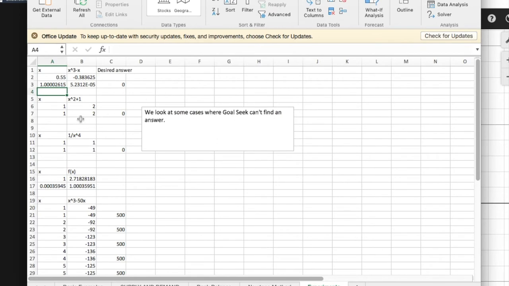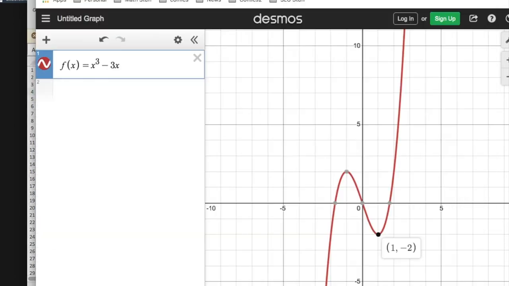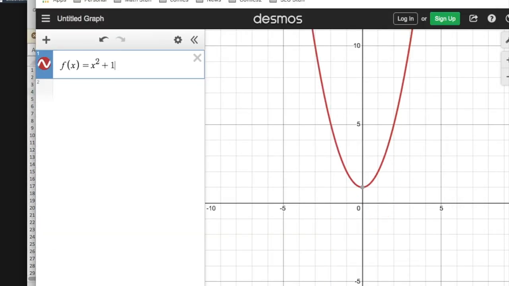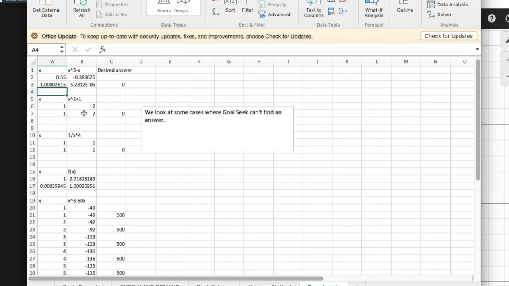The second problem that can go wrong is what happens if we ask goal seek to answer a question that doesn't have an answer. And so what I'm going to set up is I'm looking at x squared plus 1, and I want to know the root of it. Well, obviously it doesn't have a root. It never crosses the axis. It's above the axis. But we can still ask goal seek to do that problem.